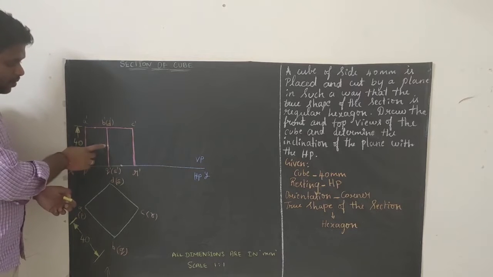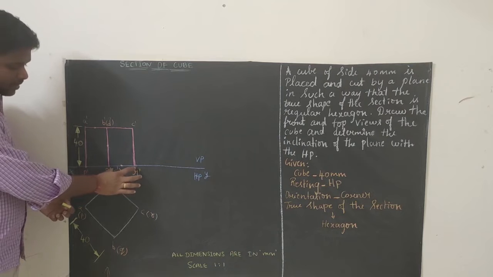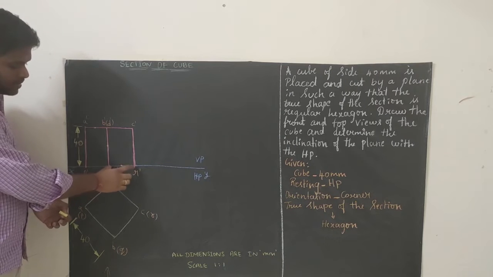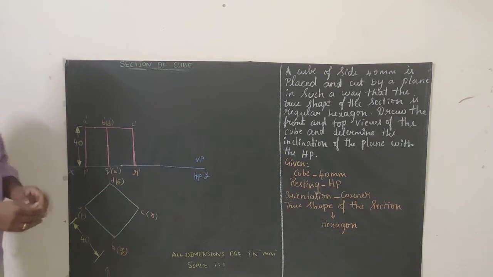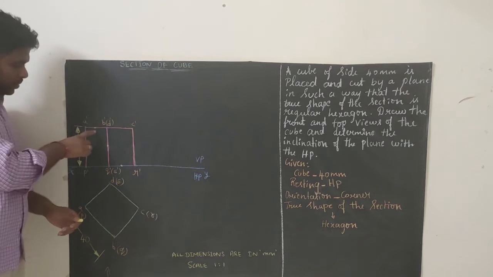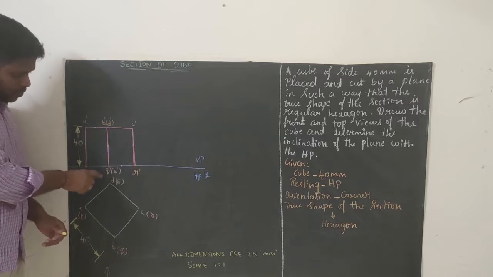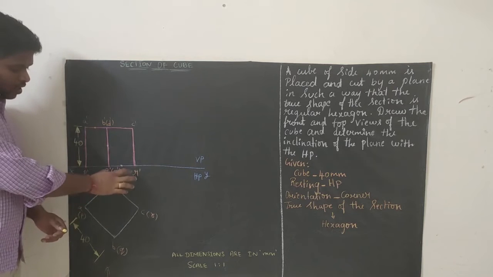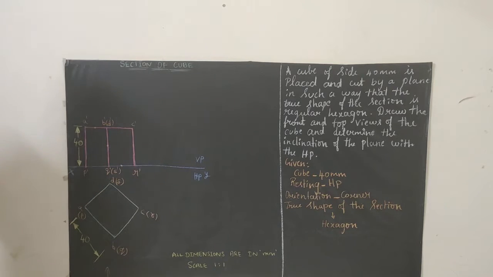Bisect this line and keep a point here. Bisect this line, that is Q dash to R dash, and keep a dot here. Now what we are going to do? We are bisecting 3 lines. So A dash B dash, keep the point at the center. B dash Q dash, keep the point at center. Q dash R dash, keep the point at center. Now just connect all the points and draw the cutting plane.